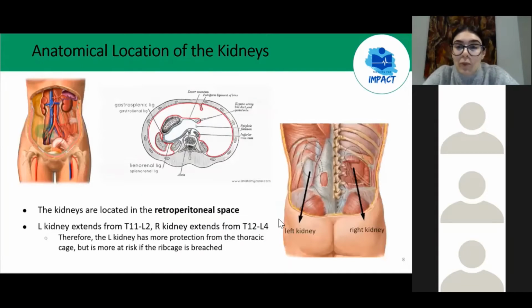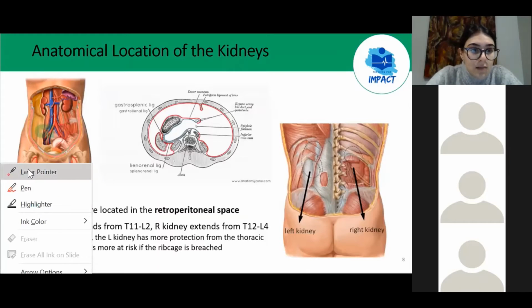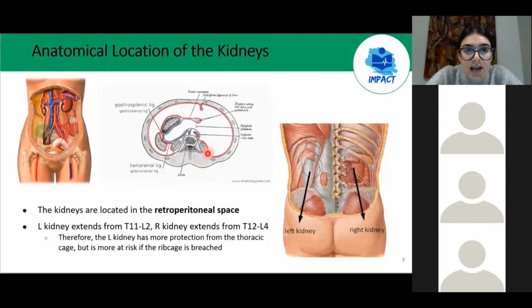Great. So when looking at the kidneys, we're looking again at that posterior abdominal wall, and we're looking at the retroperitoneal space. What that means is that the kidneys are behind the peritoneum. So you can see, with my handy laser pointer, that they're sitting right here behind this red layer of peritoneum, and just the anterior surface of the kidneys is covered by the peritoneum there. So they're a retroperitoneal organ.